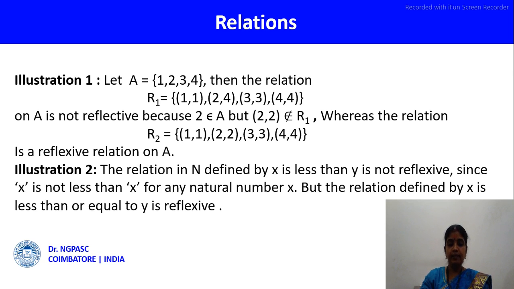Another example, in N, the relation defined by x is less than y is not reflexive because x is not less than x for any x. But the relation x is less than or equal to y is reflexive.